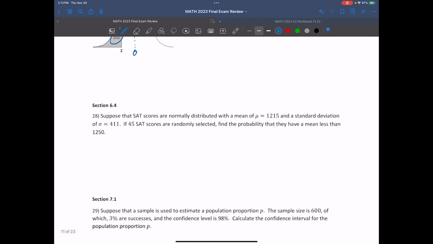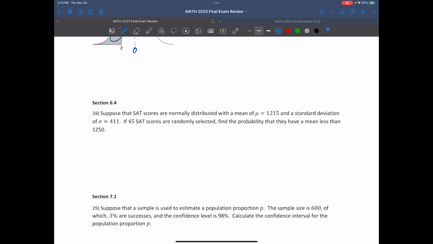Now, in section 6.4, we learned about the central limit theorem, where we had to consider what happens when you have a larger sample. You're not just picking one. So the fact that we have a sample of size 45, even if it weren't normally distributed, it would still work. But because it's normally distributed, we don't necessarily need the larger sample size, but still worth noting. So if we are given a mean of 1,215 and a standard deviation of sigma equal to 411, let's go ahead and visualize what we're asked to do.